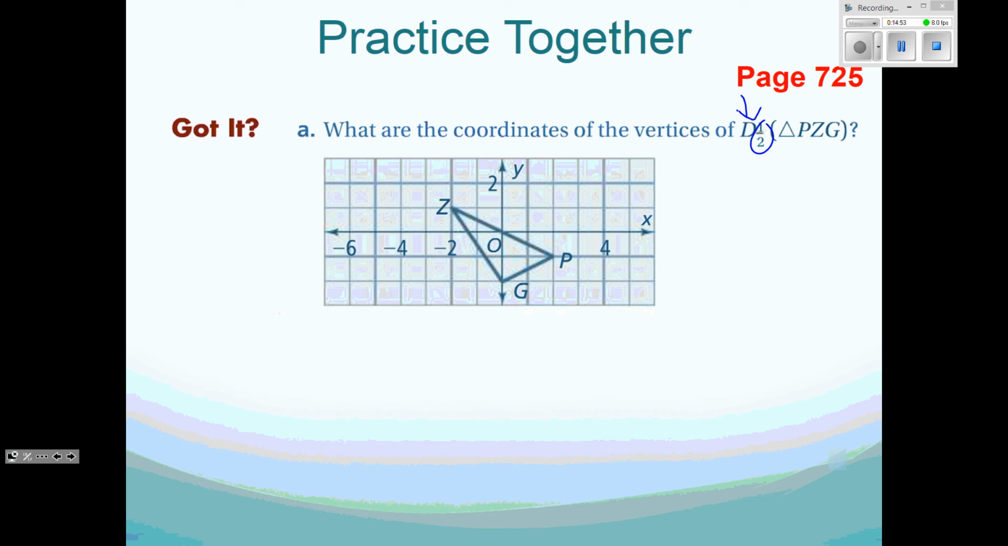So what I want you to do in your groups real quick, I'll tell you what the points currently are. P is the point (2, -1). G is the point (0, -2). And Z is the point (-2, 1). I want you to perform this dilation and then tell me what the new coordinates are. I'm going to give you about a minute or so to do that. Ready to go.